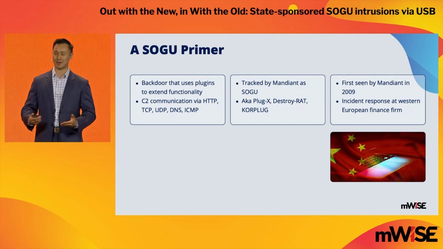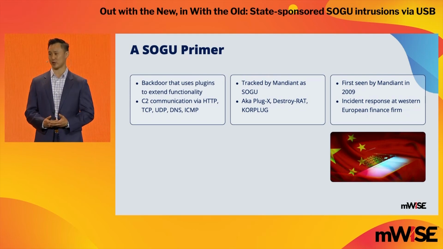And this is a long-running backdoor. Mandiant first saw it in 2009 at an incident response at a Western European financial services firm. That intrusion was attributed to a different long-running Chinese threat group. SOGU first started being used by a small group of Chinese actors, and due to relationships between Chinese actors, the malware was spread and distributed, and that led to us seeing SOGU over time being used among a broader and broader swath of Chinese threat groups.